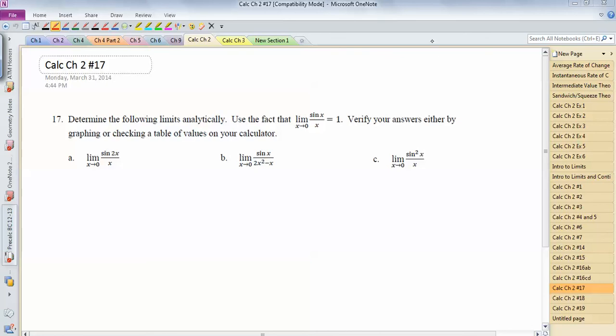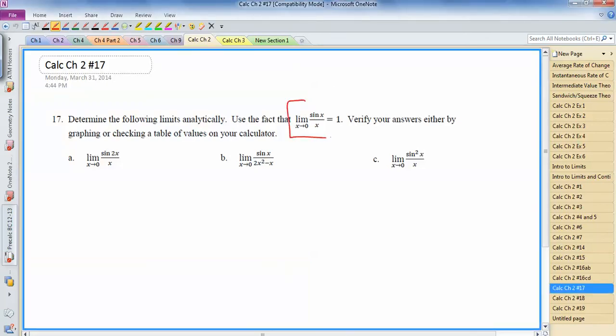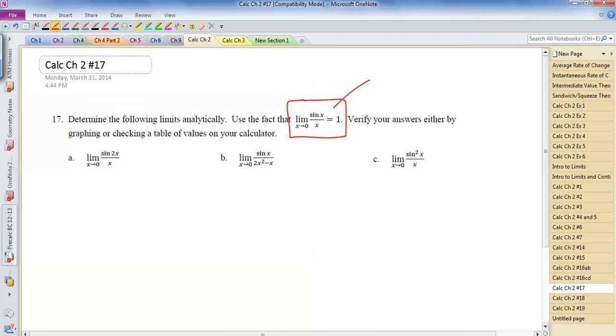Okay, so for this problem, remember this fact right here. That's a big one. And it turns out that this is equivalent to saying stuff like sine of, like if it was 4x here, if that was over 4x, that would also equal 1. Okay? So let's look at A.